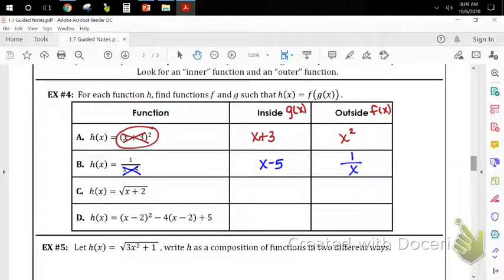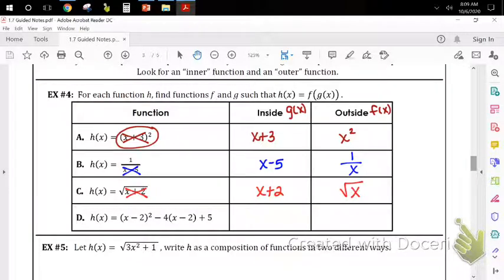C, h of x equals square root of x plus 2. On the inside with x, we have an x plus 2 under the radical there. So write it down for your inside and then x it out. And what's left? The square root of that x.